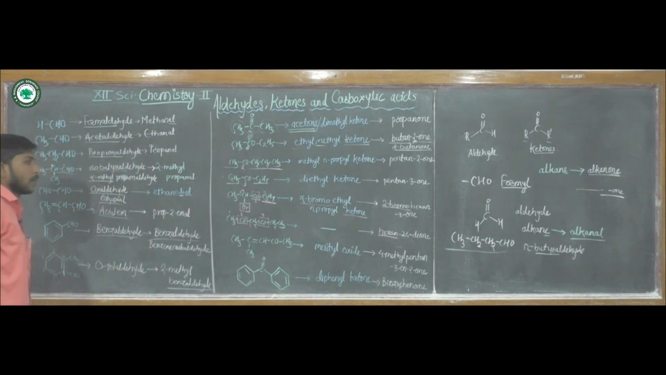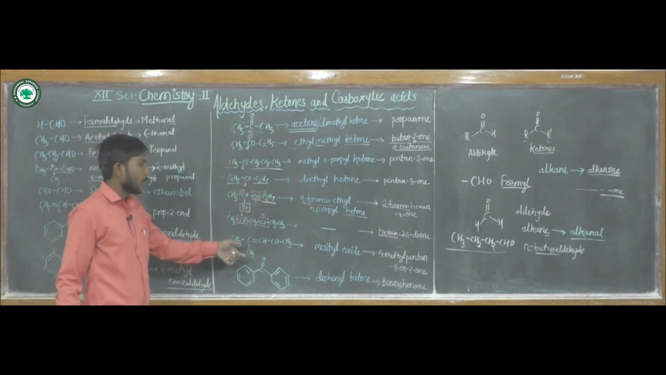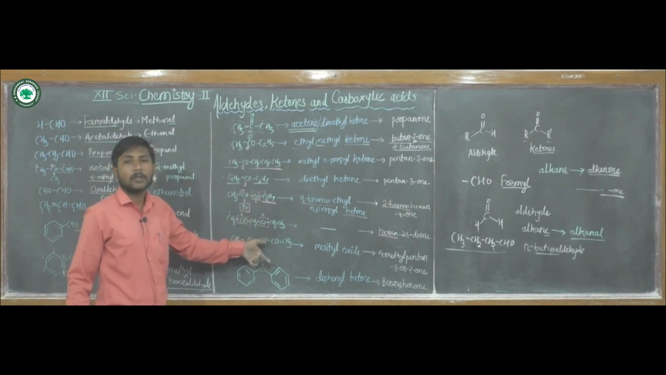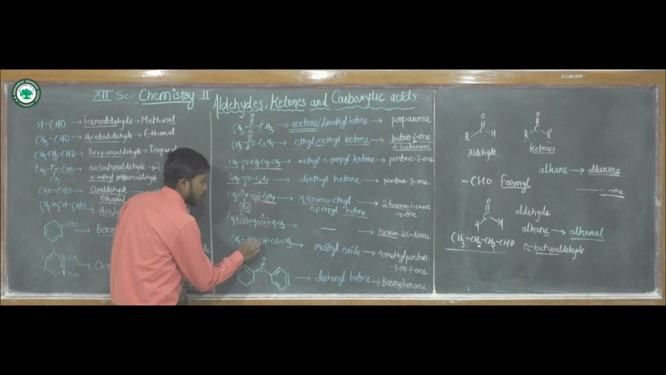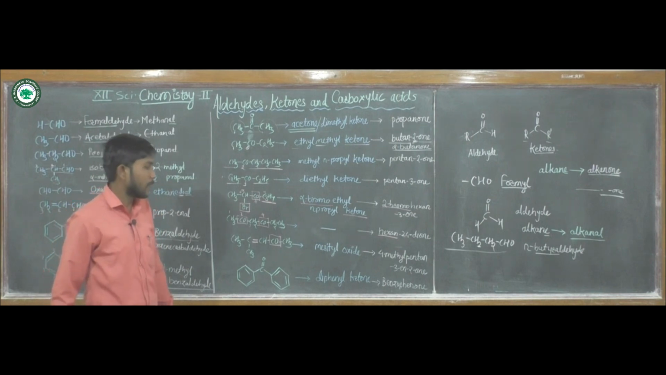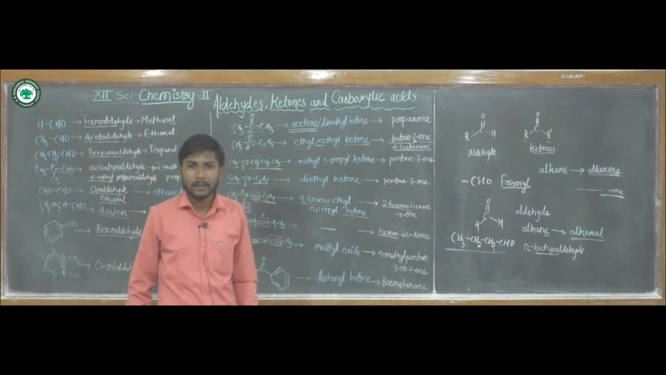Next, here is an unsaturated compound with a carbonyl carbon also. There is an unsaturation, a double bond between these 2 carbon atoms, and this is a carbonyl carbon. Its common name is mesityl oxide.